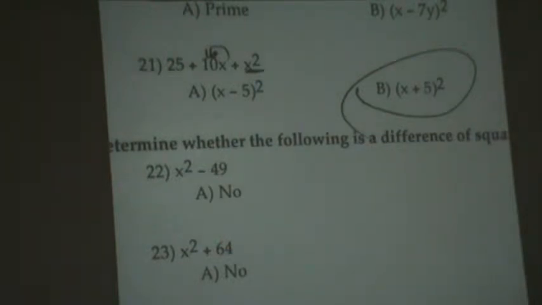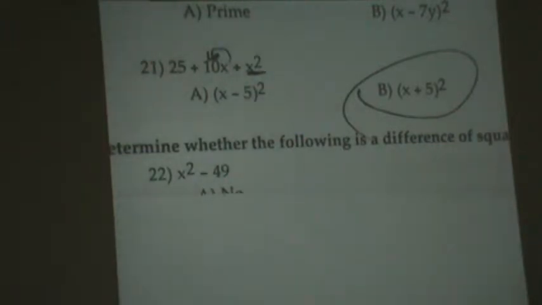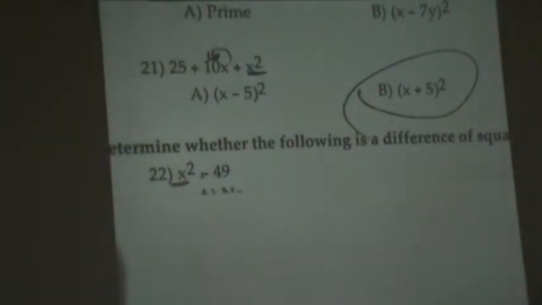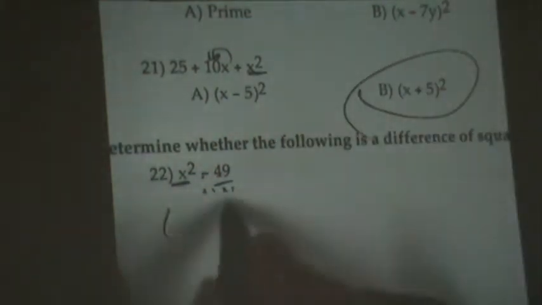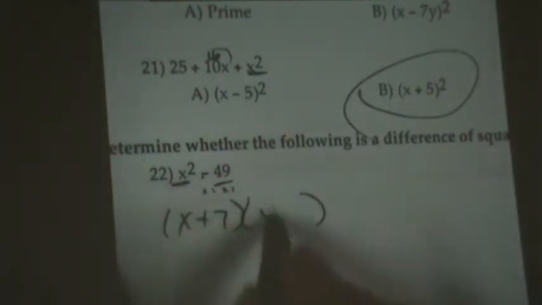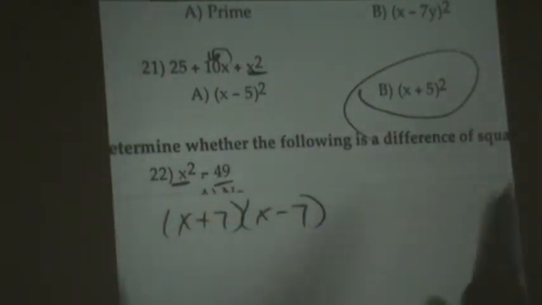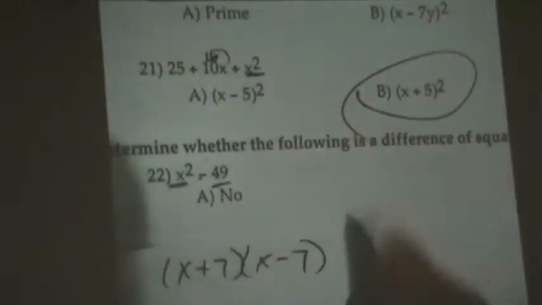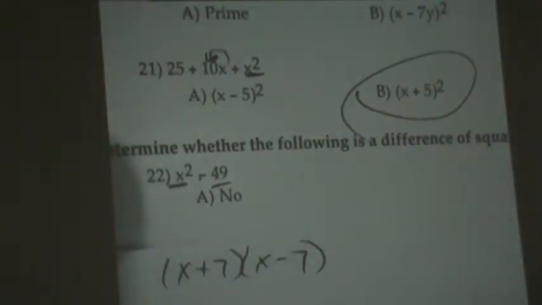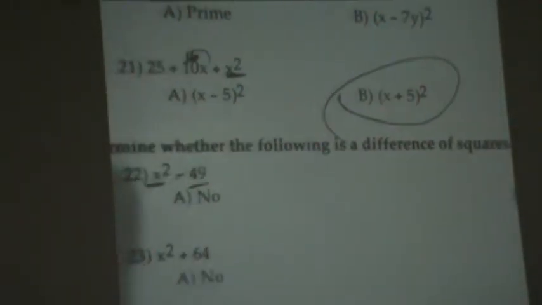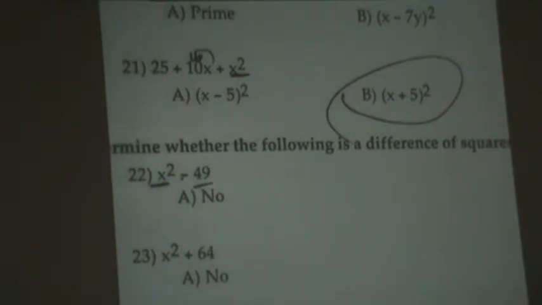Okay. Determine whether the following is a difference of squares. Is this a square? x squared is a perfect square. Is 49 a perfect square? Yes, that would go to x plus 7, x minus 7, right? But you don't have to do that, you just have to say yes or no. So just say yes. If there's no yes or no in A, B, C, then over there.